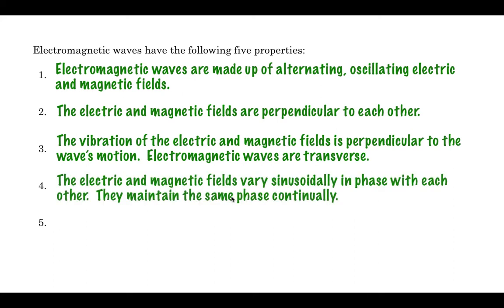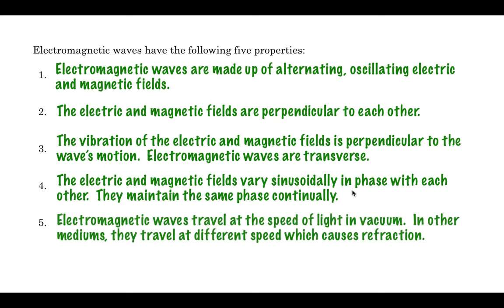The electric and magnetic fields vary sinusoidally, so they're sine functions. That's what this means. And they're in phase with each other. So when the magnetic field goes to 0, the electric field goes to 0. When the magnetic field's at a maximum, the electric field's at a maximum. They maintain the same phase continually. Okay, that's important. Always in phase.